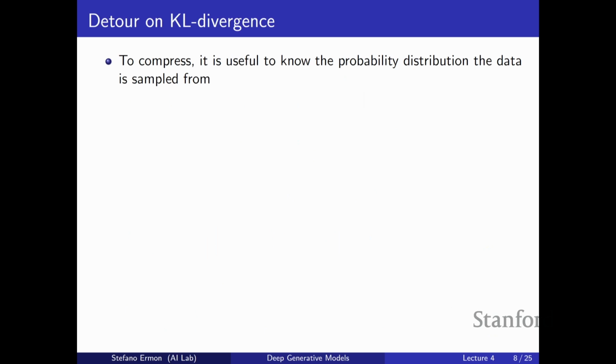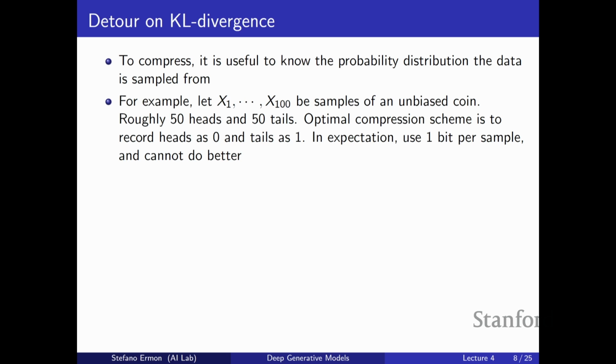So intuitively, as I mentioned, knowing the distribution that generates the data is useful for compression. Imagine that you have 100 binary random variables, coin flips. If the coin flips are unbiased, 50-50, heads, tails, then there is not much you can do. The best way to compress the result of flipping this coin 100 times is to basically use 1 bit, 0 to encode heads, 1 to encode tails, and on average you're going to use 1 bit per sample, and that's the best thing you can do.